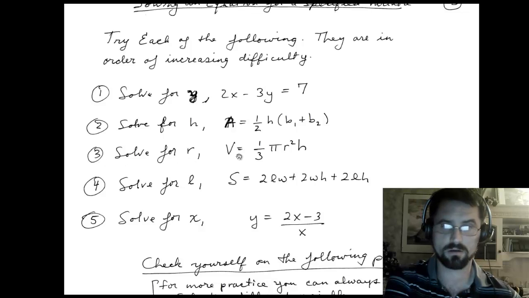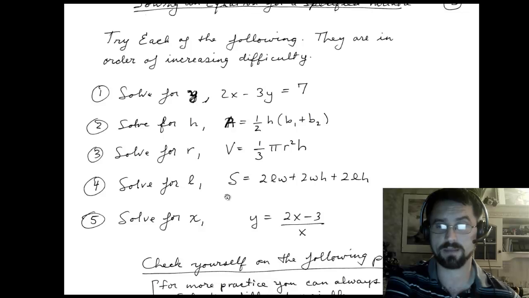Number 3, solve for r. It's the formula for the volume of a cone. I think we did this one in class. In fact, I think we did this one as well, so those should just be review. Problem 4 says solve for L, and we have S equals 2LW plus 2WH plus 2LH. And finally, solve for x, given y equals (2x minus 3) over x. The last two are challenging because you have to isolate the terms with the variable you're interested in on one side, then you have to factor and divide.